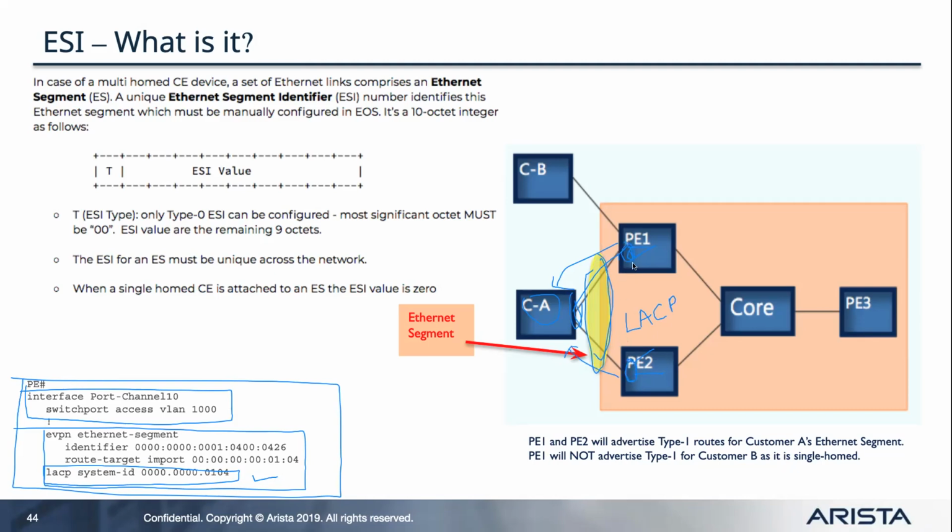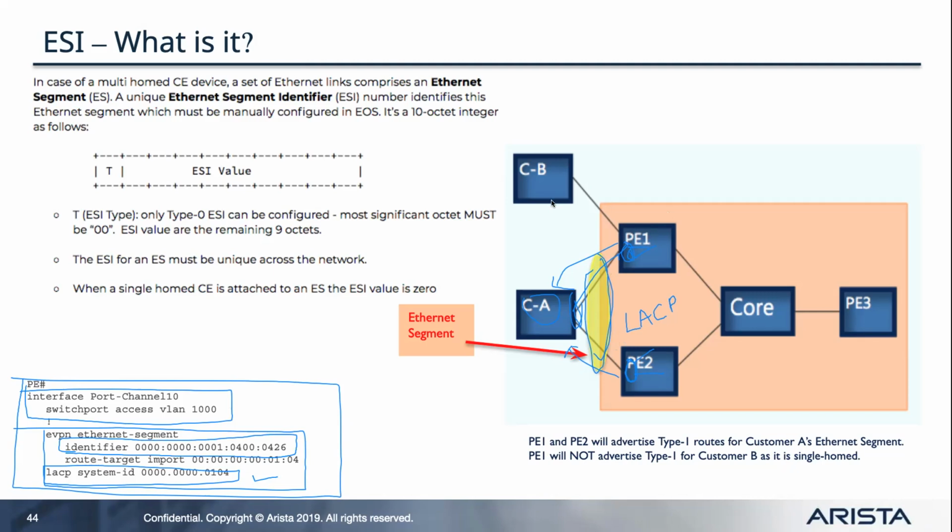Both are sharing the same Ethernet segment. This is one Ethernet segment, right? So how will P1 and P2 know that we both are sharing the same Ethernet segment? That's why you need to configure this Ethernet segment identifier. This is the identifier you will configure the same on both the port channels. Okay, it should be the same.